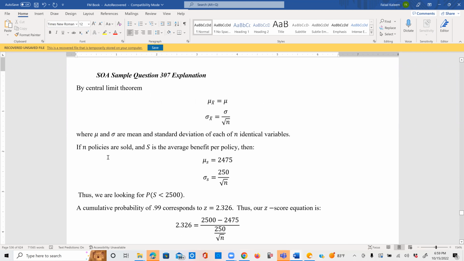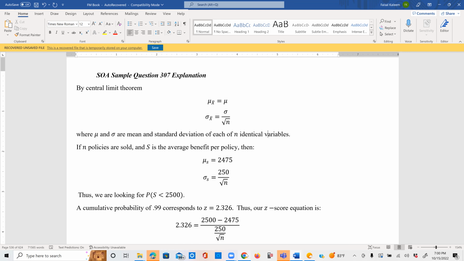If n policies are sold and S is the average benefit per policy, then in this case, instead of X bar, we're just calling it S. So the mean of S would be 2475, because 2475 was the mean for each policy, and the standard deviation would be 250 divided by the square root of n, where 250 was the standard deviation of each of the variables. Now we are looking for the probability that the average is less than 2500.